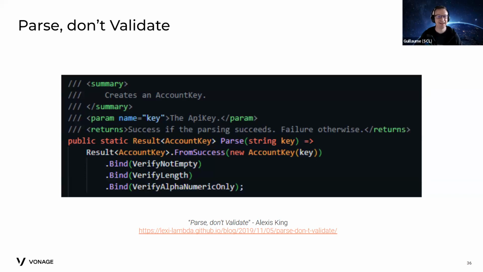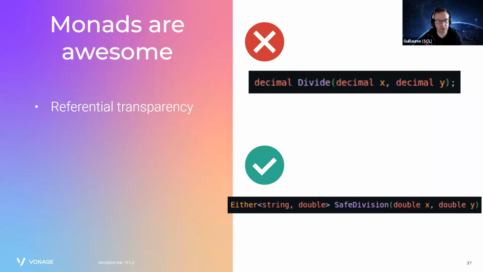Thank you, Tinel. So if you put that at the edges of your system and you basically parse everything that goes in, your domain, your internal logic is suddenly very validation free, and you just have to use elements. And that's great. So overall, I believe that monads are really awesome, and they bring a lot of things on the table. So the first one I want to mention is referential transparency.